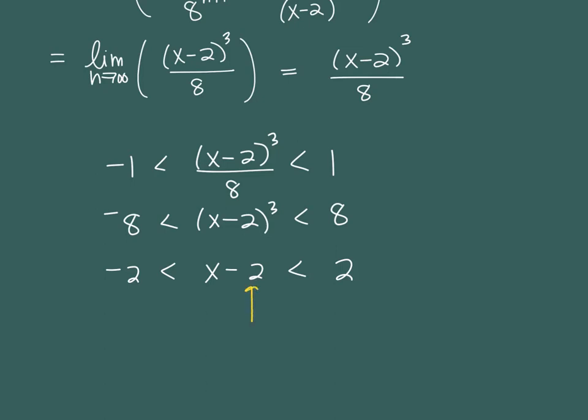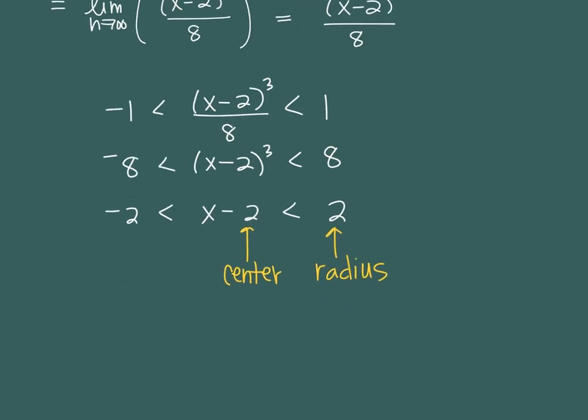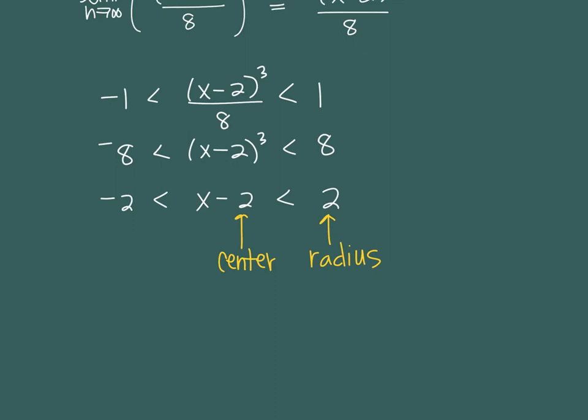The center is not negative 2. The center is 2. Oh, it's negative. Okay, so the center is 2. The radius is 2. And so if I have something centered at 2, radius 2, that will lead to an interval of convergence that has what as its lower bound? 0. And what is its upper bound? 4. And that's your interval of convergence, from 0 to 4.